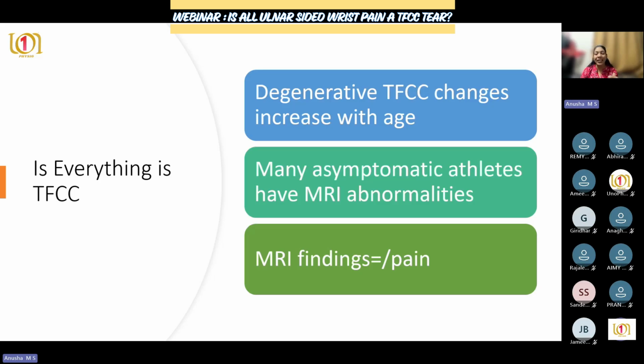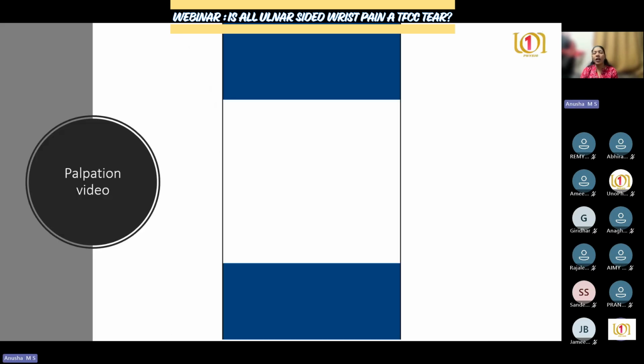Because in many asymptomatic athletes or other patients, the MRI abnormality will be there, but that is not an indication of pain, because the TFCC can degenerate with age. So that is a very common thing. So we cannot say that the TFCC is always causing ulnar wrist pain.